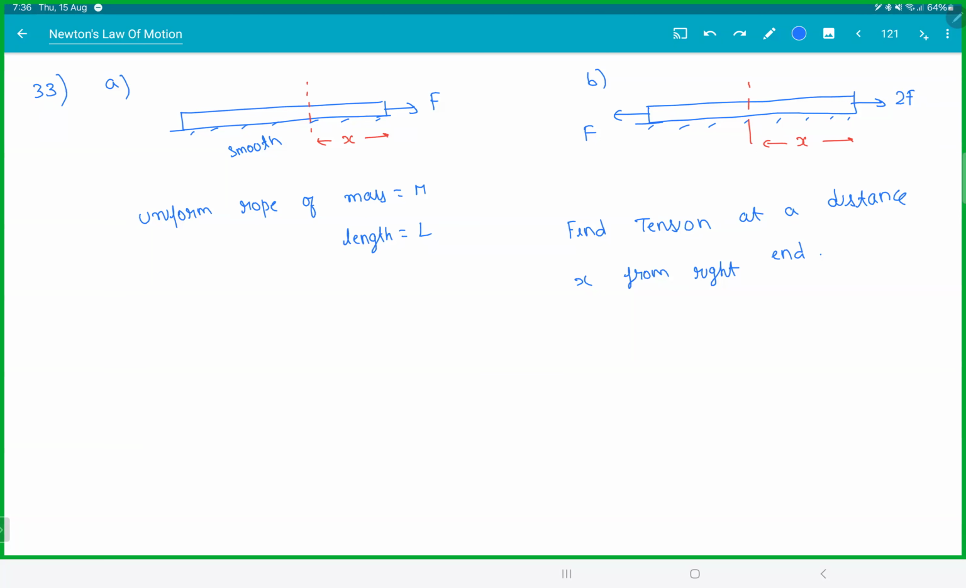F is minus m a x by l. What is a x? Give me answers in something which you know. You just can't write answers in anything.